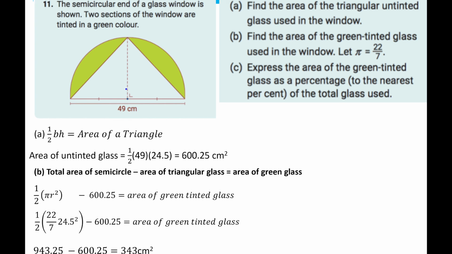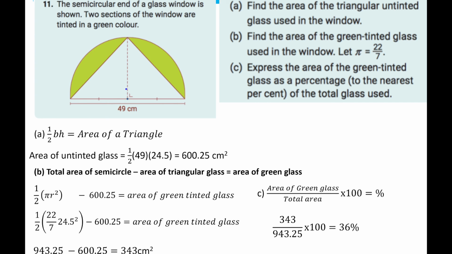In part C, we're asked to express the area of your green tinted glass as a percentage. To write this as a percentage, it is the area of our green tinted glass divided by the total area multiplied by 100. This gives us 343 over 943.25 times 100. Putting this into our calculator and rounding it to the nearest percent gives us 36%. Please pause and take down this example.